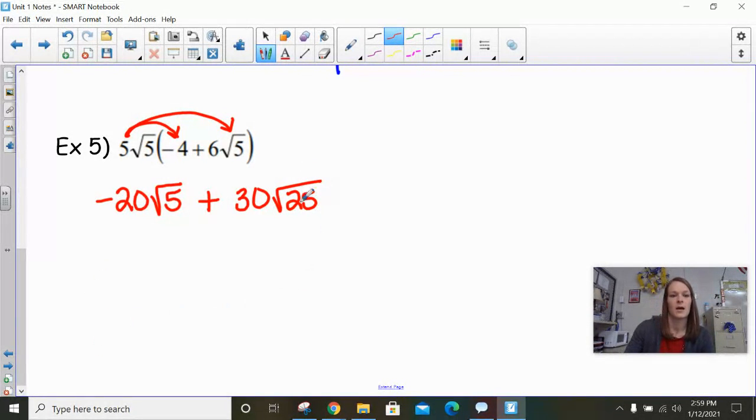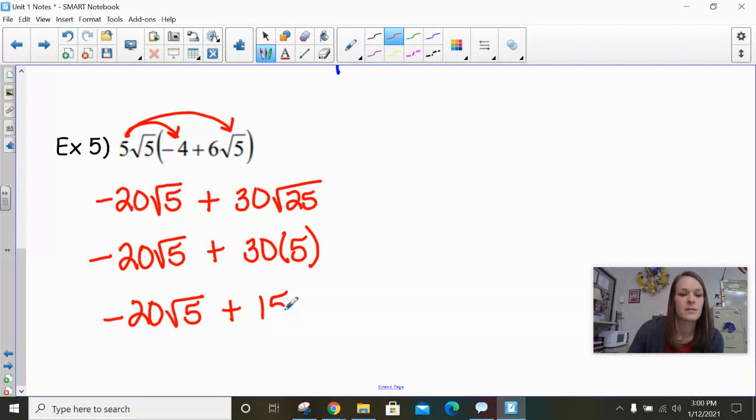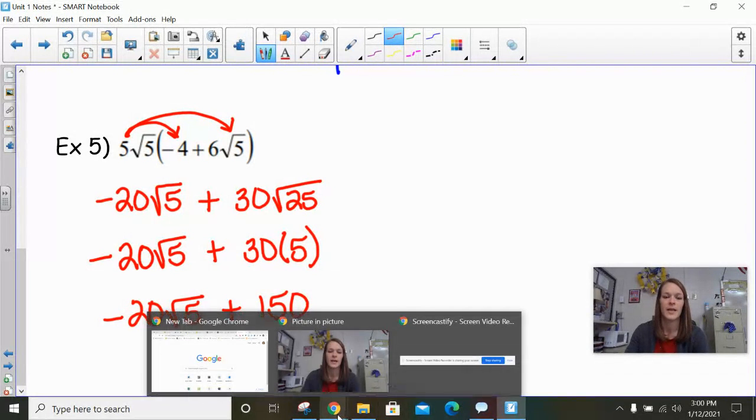All right, I'm going to rewrite. So negative 20 square root 5 plus 30 times square root of 25, which is another perfect square, and it's just 5. 30 times 5 is 150. So I'm just going to rewrite this as negative 20 square root 5 plus 150. And that will be your final answer there.